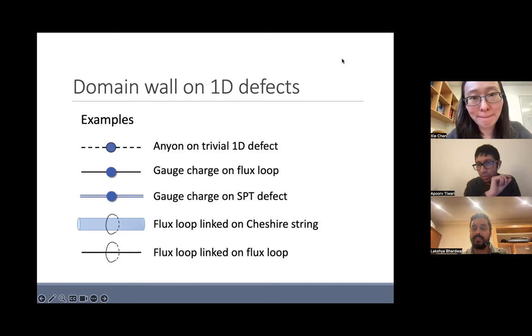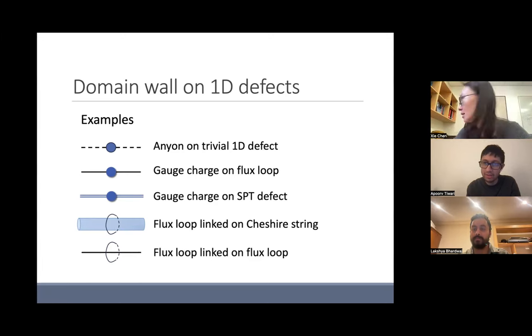Maybe before you gauge, there was a 1D locus where there was a ferromagnet Hamiltonian, right? What if we change the sign of one of those terms in the ferromagnet? That is this. Yeah, that's the domain wall. I see. That becomes this. Yeah, exactly. After gauging, it becomes this loop wrapping the Cheshire string. I see. Okay.